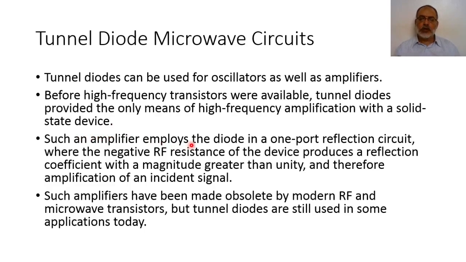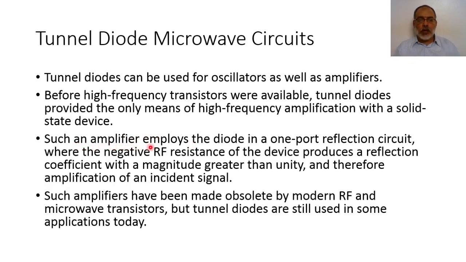For example, the diode is connected to a circulator, so the input power is incident from port 1, and the power is transferred from port 1 to port 2. At port 2, I have the tunnel diode. The tunnel diode is used as a reflector in this case, and because it has negative resistance, the amplitude of the reflection coefficient is greater than unity. So the reflected signal is greater than the incident signal. The reflected signal from port 2 goes to port 3 through the circulator, so the output of the amplifier is taken from port 3. This is effectively a simple structure for an amplifier using a tunnel diode as a reflector.